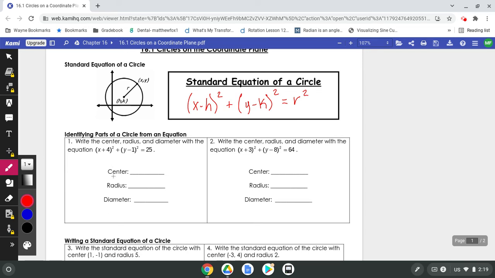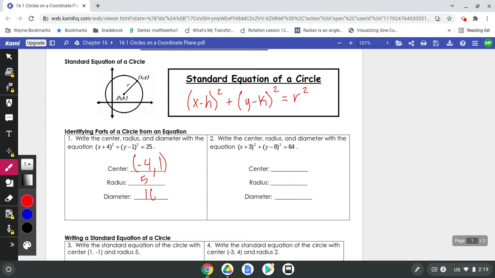So if we look at this example, the center is the opposite, so the x value is the opposite of that, so -4. The y value is the opposite of right beside it here, so 1. Our radius, we take the square root of 25, so our radius is 5. Remember, radius means the distance from the center to the edge. Meanwhile, the diameter is the distance from one edge to the other going through that center point. So we double the radius. 5 times 2 gives us 10.